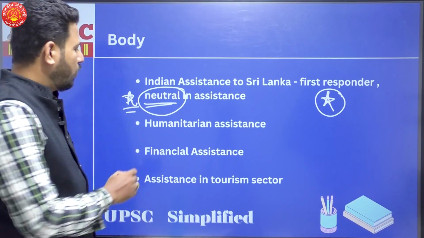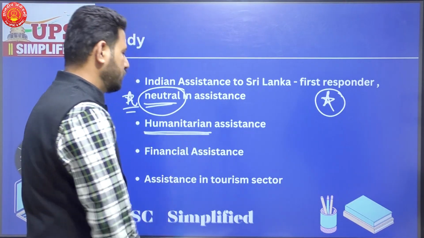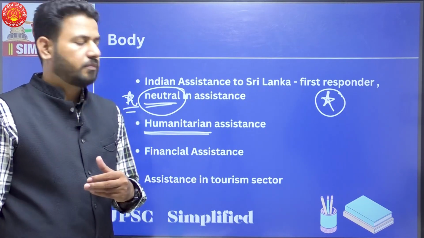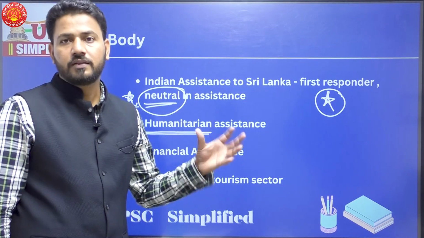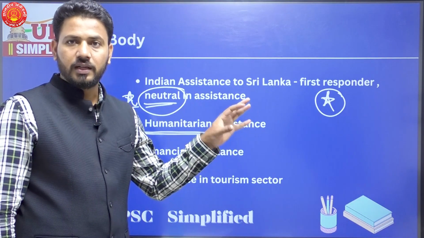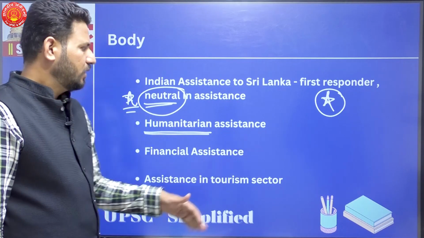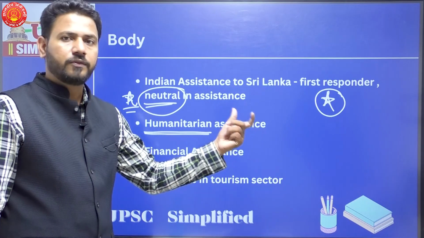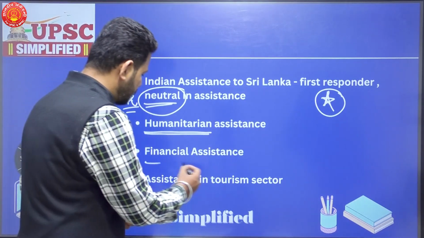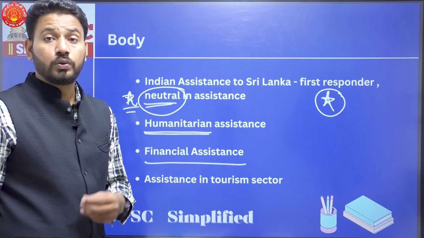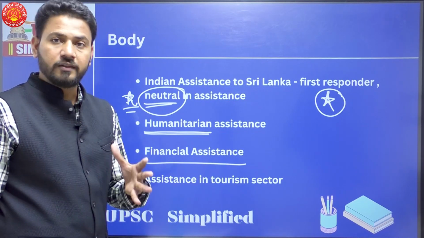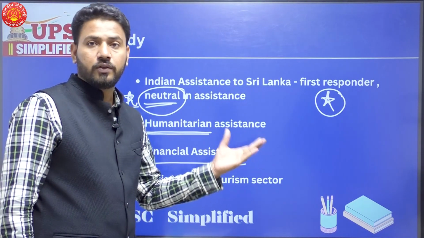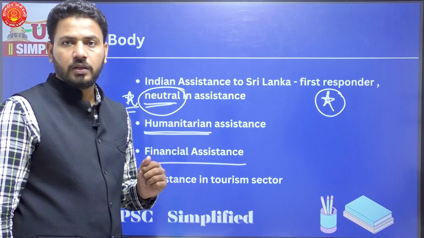The second important help that India gave was humanitarian assistance, that is the medical assistance. I'm not giving you the facts and figures here. This is only the approach of what you should be writing. So we have given millions of dollars under humanitarian aid. That figure you can mention here. Then financial assistance, we have given a loan to the tune of almost 3.5 billion US dollars. Plus we have also given a credit line of almost 500 million US dollars.